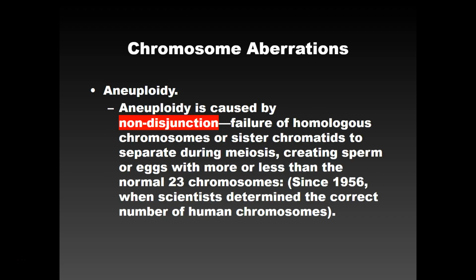The reason for aneuploidy, the reason for having the wrong number of chromosomes, is non-disjunction, or the failure of homologous chromosomes or sister chromatids to separate during meiosis. So remember, meiosis is the formation of gametes, and this causes the sperm or eggs to have more or less than the normal number.